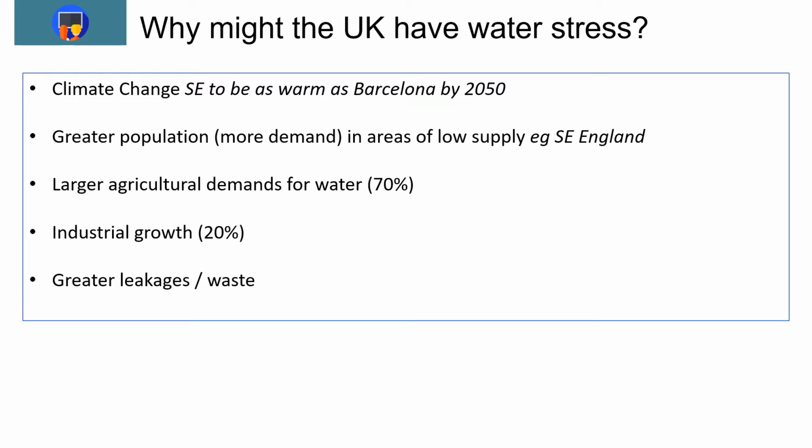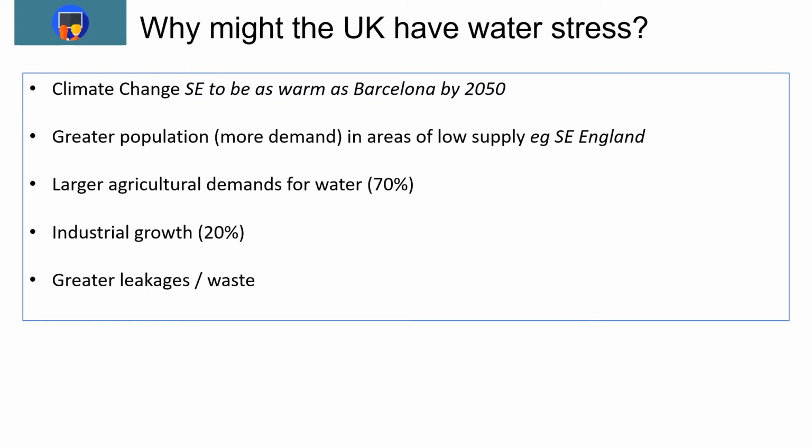There's a greater population, so there's more demand, especially in places like the southeast of England and the east of England where it's lowland. There's larger agricultural demand. So 70% of the water we use is used for farming. There's lots of water being used for industrial growth. So factories, power stations, all those kind of things. About 20% of our water is used for industry. And some of our water is lost through leakages and waste and things like that.